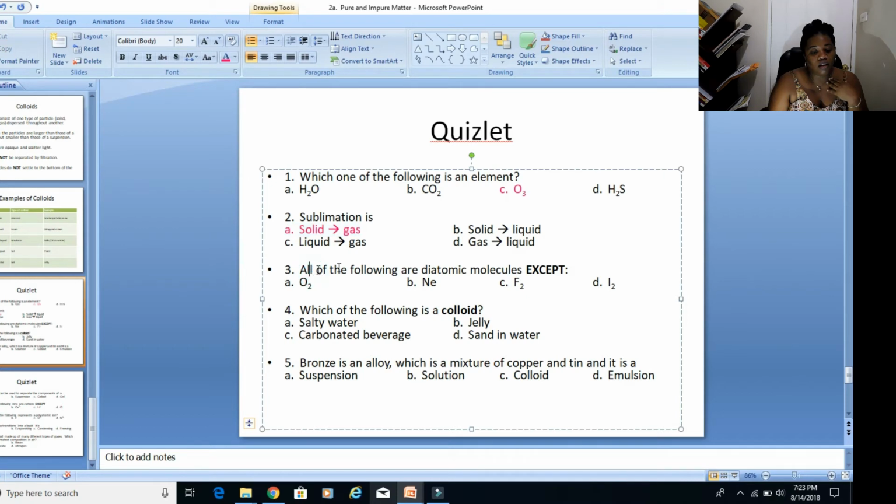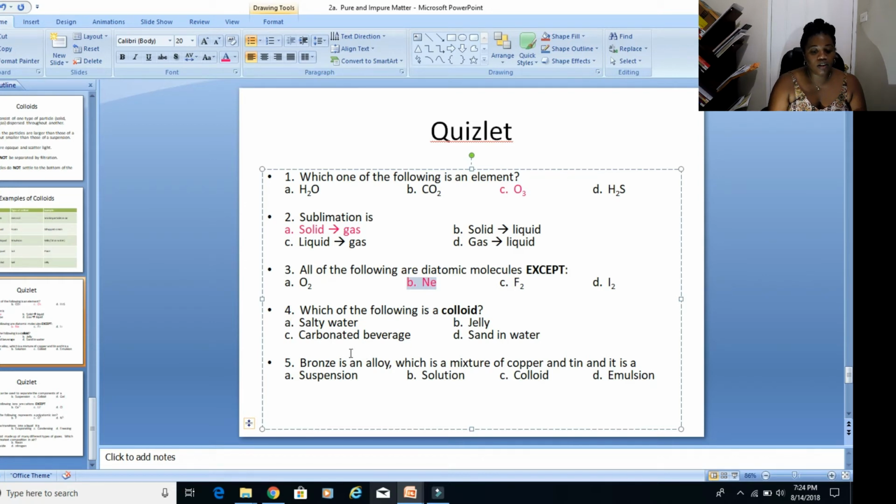Now 3, all of the following are diatomic molecules except. Everyone here has a 2 to the lower right-hand side of them. So all of them are the same except neon. Neon is a monatomic molecule, a gas molecule that exists in the air. So that's the answer right there.